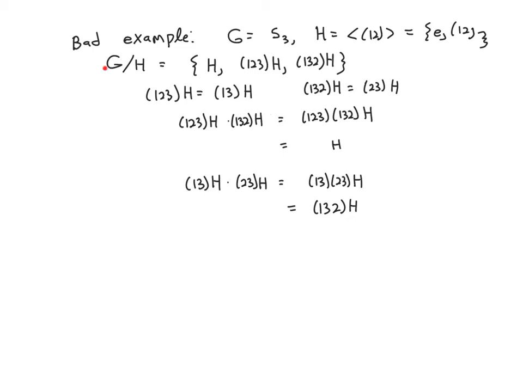You can check that G mod H only has 3 cosets. Here is one choice of 3 representatives. Notice that the remaining 2 representatives are as follows. These 2 cosets are equal, and these 2 cosets are equal.